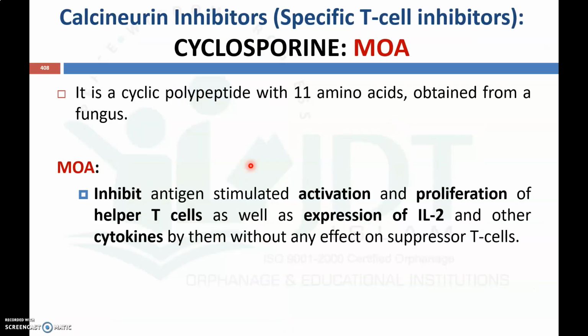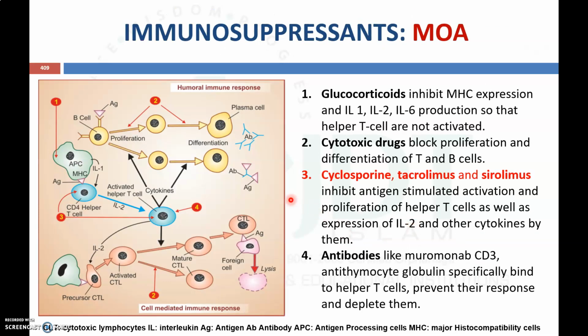Now we can consider them one by one. The first classification of immunosuppressants is calcineurin inhibitors, or specific T cell inhibitors, like cyclosporine. This is a cyclic peptide with 11 amino acids obtained from a fungus. Calcineurin inhibitors like cyclosporine act by inhibiting antigen-stimulated activation as well as proliferation of helper T cells, and the expression of interleukin and other cytokines is inhibited without affecting the suppressor T cell.